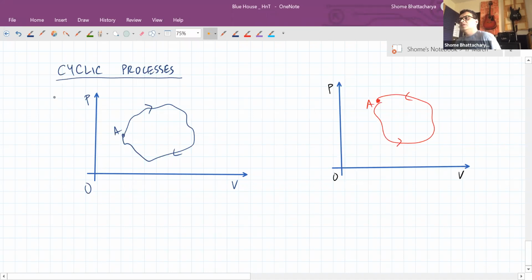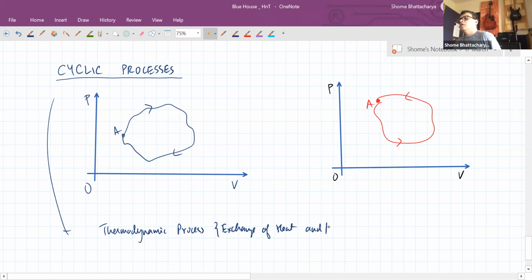So any cyclic process is a thermodynamic process, that is exchange of heat and or work, such that the final state of the gas equals the initial state after the process of heat exchange and mechanical work done and all that.